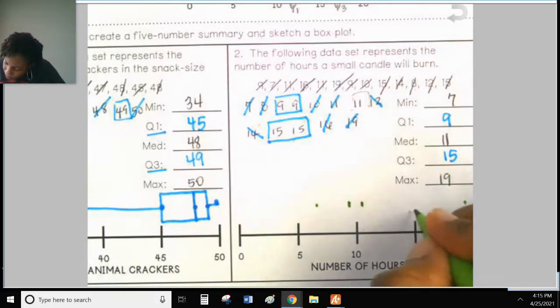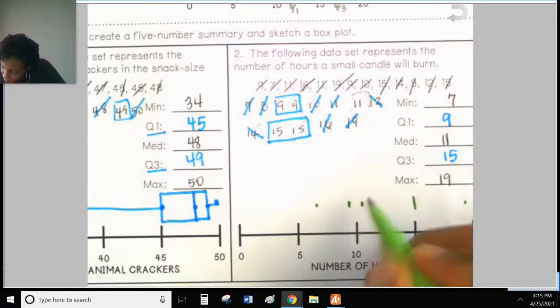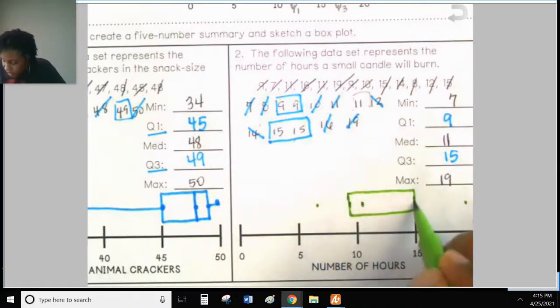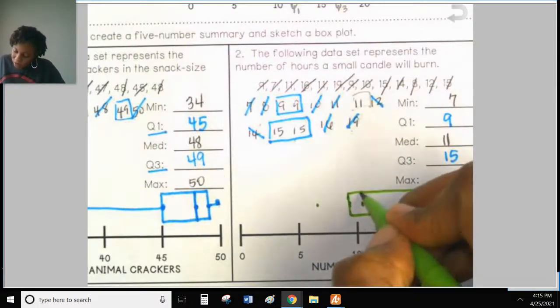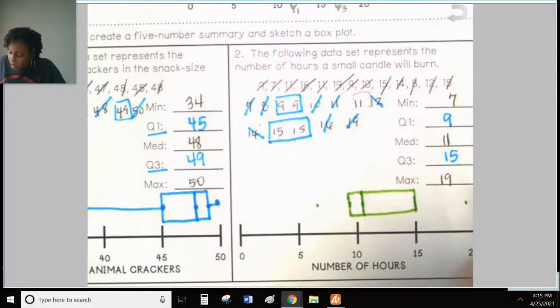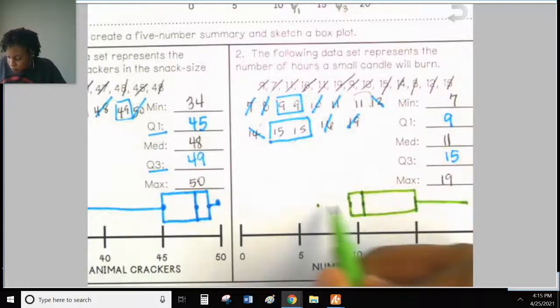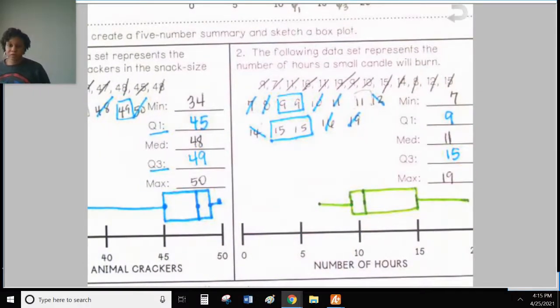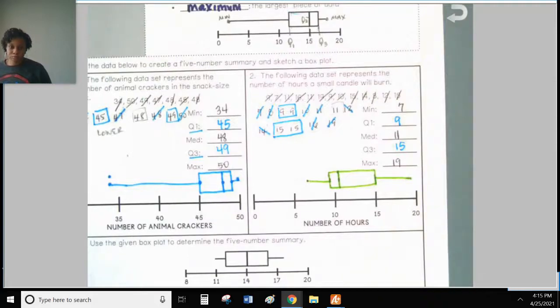Q3 is 15. So remember, Q1 and Q3 make up my box. So I'm going to connect these and make the box. Then my median goes from top to bottom of my box. And then I connect my whiskers. So that's what my box plot will look like for number 2.